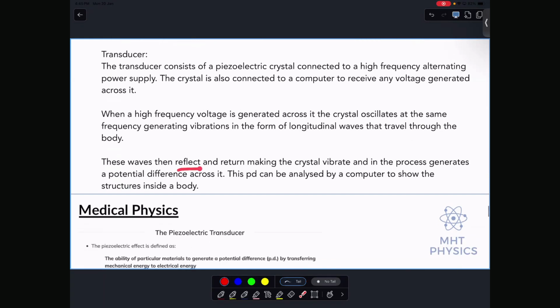And these waves then reflect and return, making the crystal vibrate, and this process generates a potential difference across it. This PD can be analyzed by a computer to show the structures inside the body. এটা কেমনে হয় full detail জানতে হবে, including math. There's a lot of math here, by the way, okay? So ওটা আমরা একটু পরে যাচ্ছি. We just started with how we work with it. So are you clear so far? কেমনে কাজ করে? Right, so if you have any questions, let me know.